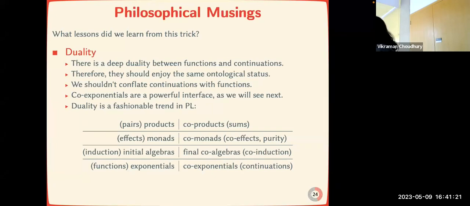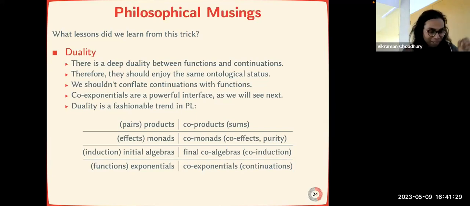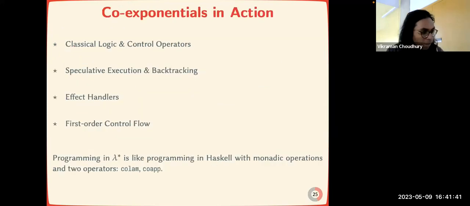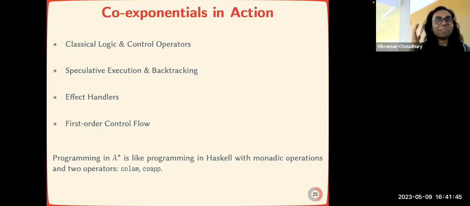So here's like monads and comonads are very popular. So maybe the next big thing could be exponentials and co-exponentials. And maybe that's a nice way of thinking about continuations. Now, I will try to convince you that thinking of continuations using just this interface of co-exponentials is a very powerful idea. So here's co-exponentials in action, just like handlers in action.